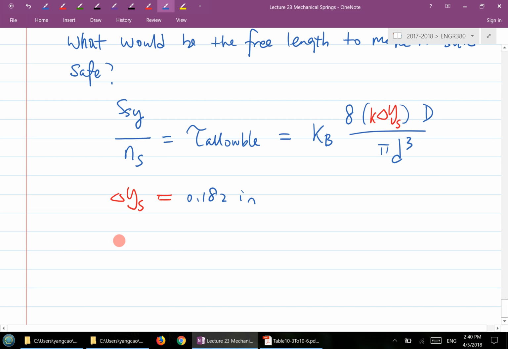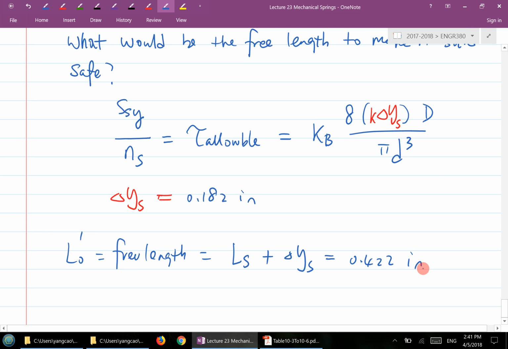Which means my updated free length is equal to the solid length plus the deflection, 0.422 inch. Okay, 0.422. When you design for a length, you can choose a nominal size from the table in the next step, but this is the theoretical result for the spring here. Is that clear? That's a very typical spring question that I can give you in the final exam.